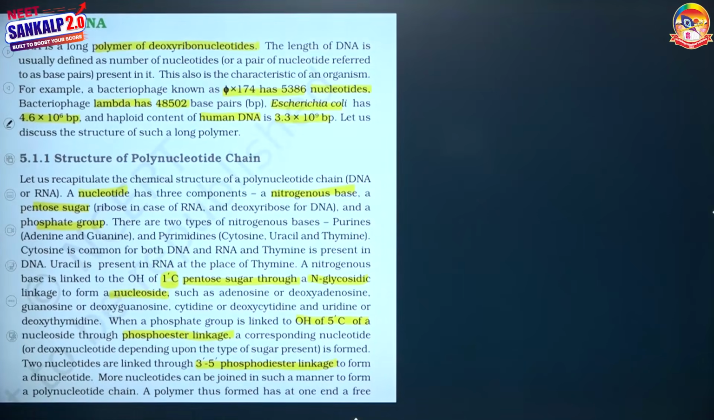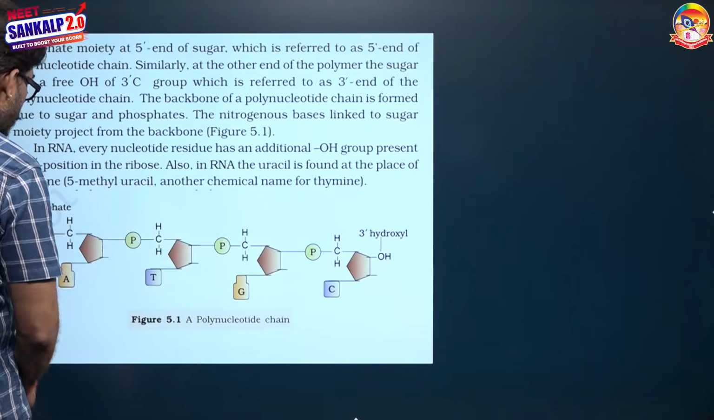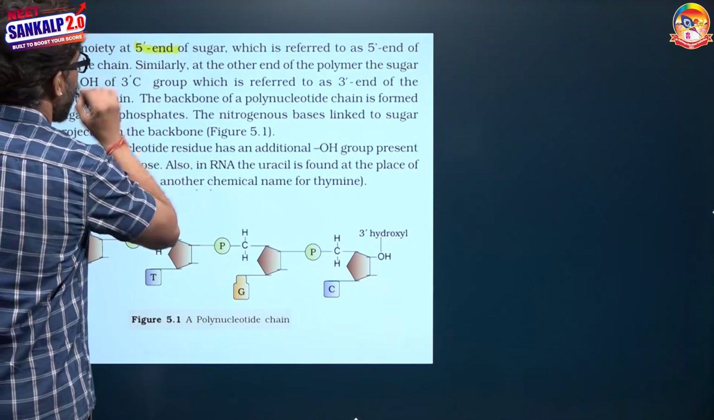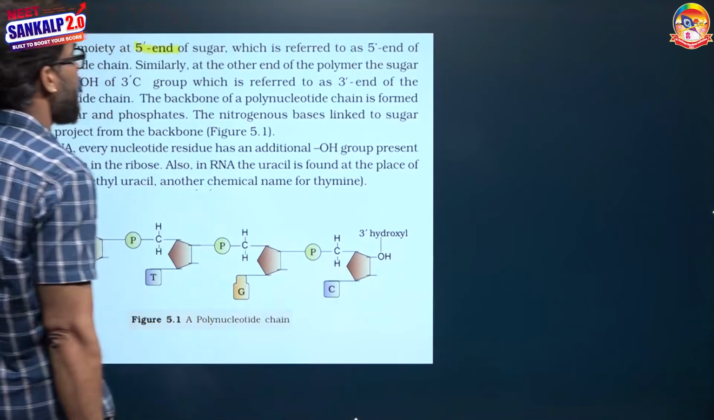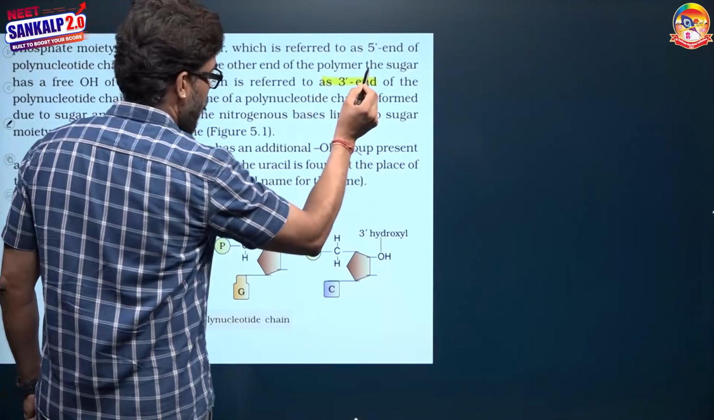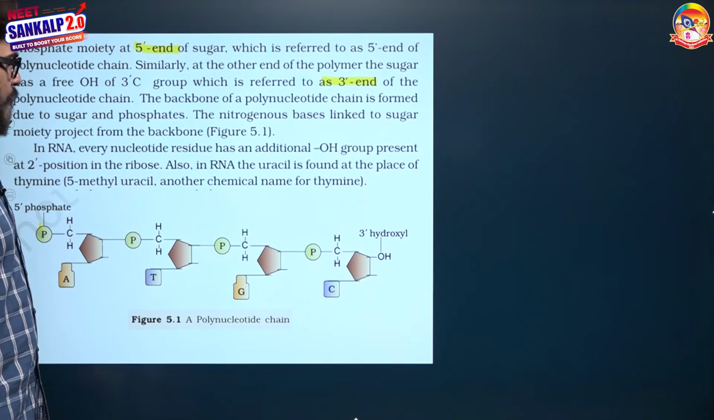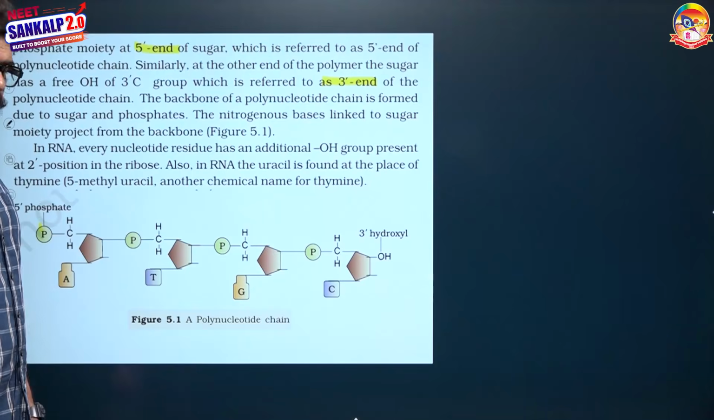So you are watching that in a polynucleotide chain, at one end the fifth carbon is free, that is known as the 5' end. And at the other end, the third carbon hydroxyl group is free, that is known as the 3' end. So the 5' and 3' ends of a polynucleotide are determined on the basis of the carbon which is free, either the fifth carbon or the third carbon.